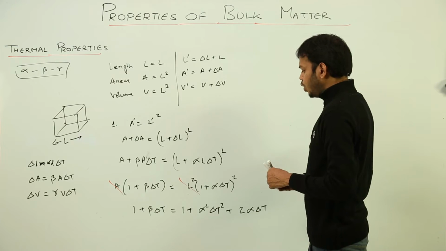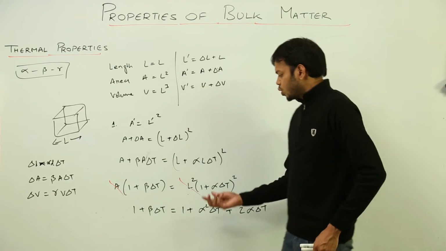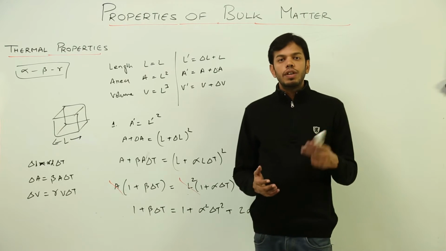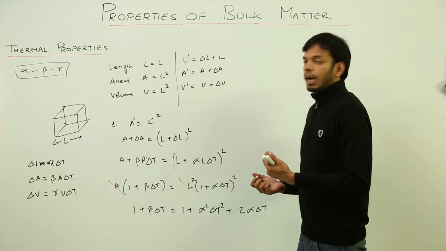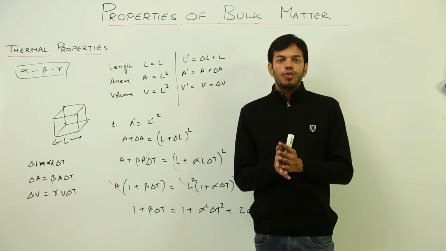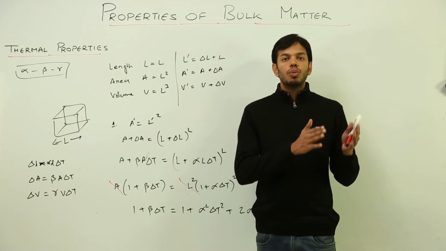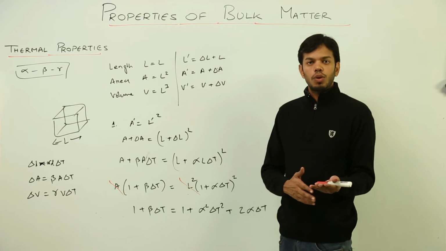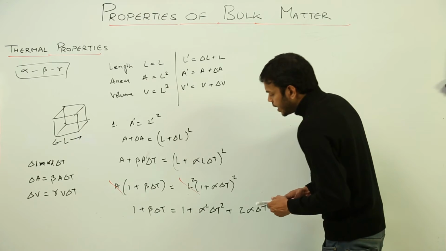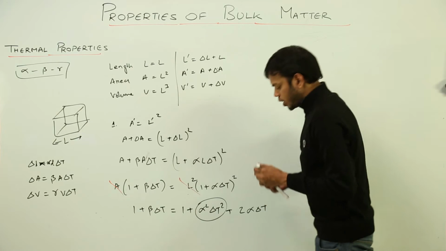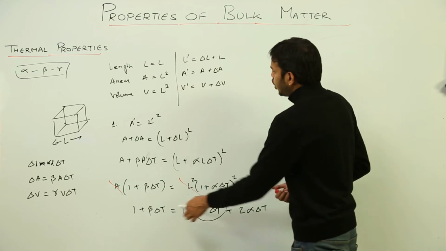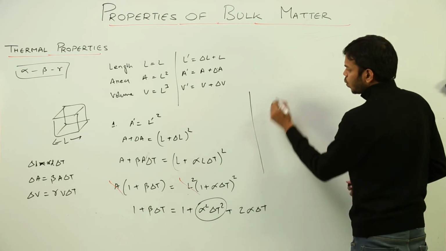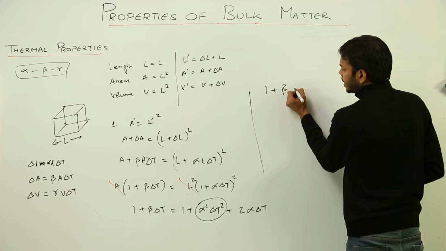Now the values of alpha and delta T are both so small that the square would be an even smaller value, right? For example, we have a quantity 0.1. Square of 0.1 is 0.01. So the square of a smaller quantity becomes much smaller. So we have to eliminate this term because it is negligibly small. So all you are left with is 1 plus beta delta T.